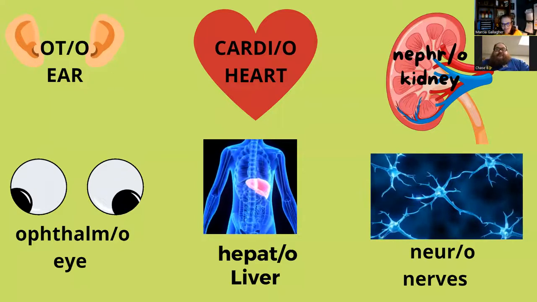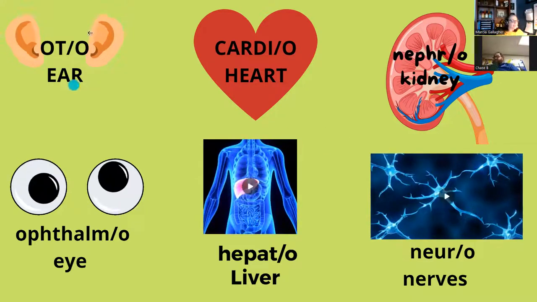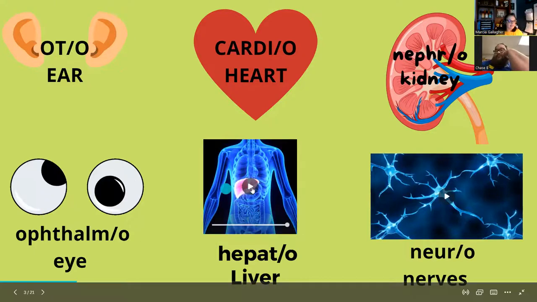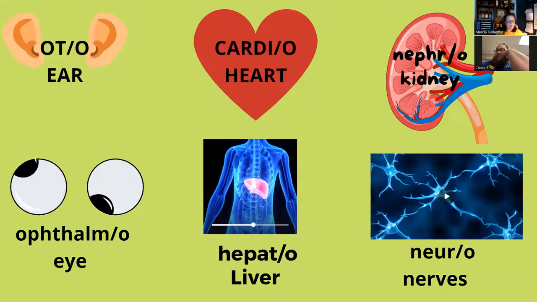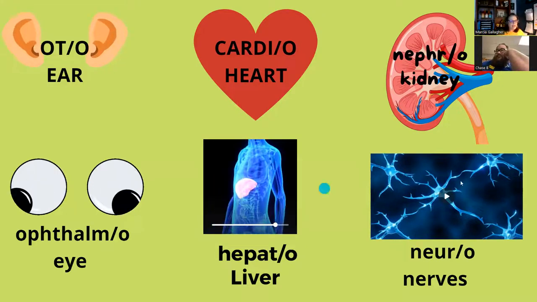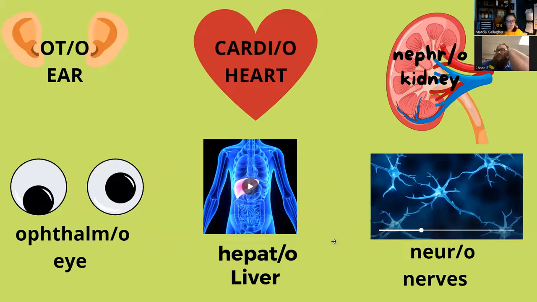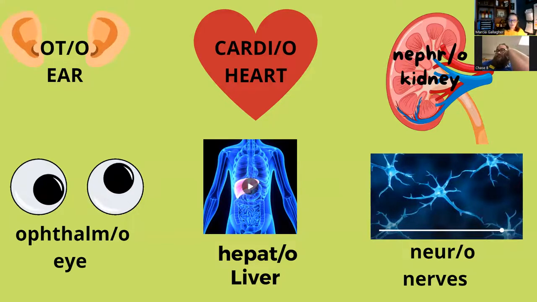So here's some little things to help us remember because I'm a visual girl. So auto is ear, cardio is the heart, nephro is the kidney, ophthalmol is the eye, and hepat is the liver. Sometimes I get mixed up and I want to say that that's the blood, but it's the liver. And then, of course, neuro is nerves. So some of these are going to be easy to remember. Some of them you may have to study a little bit. But here's a cute little visual. You guys know I love the cute stuff. So I love the eyeballs.